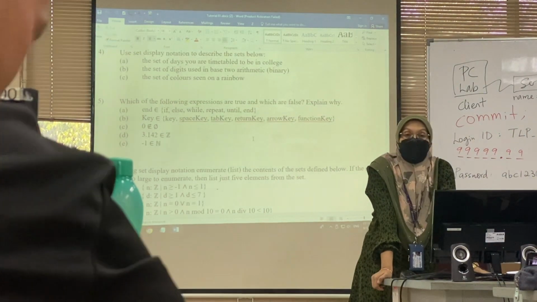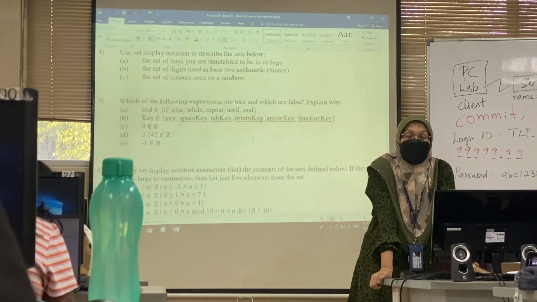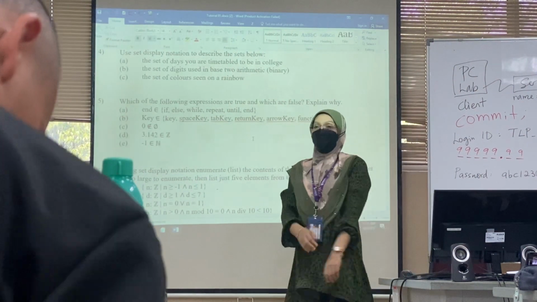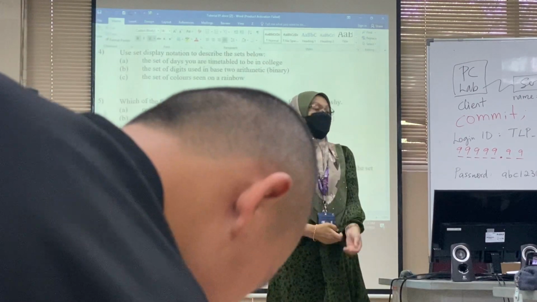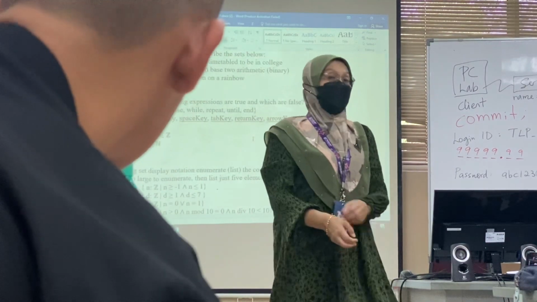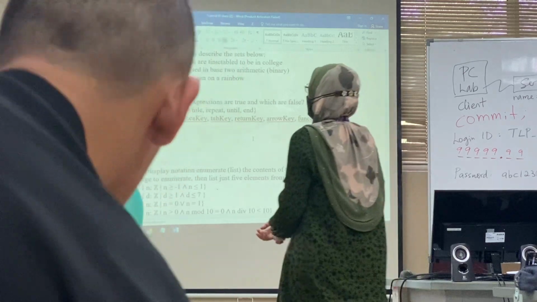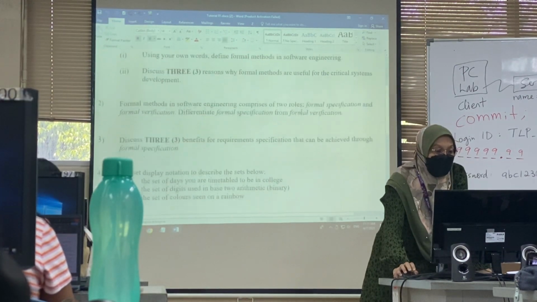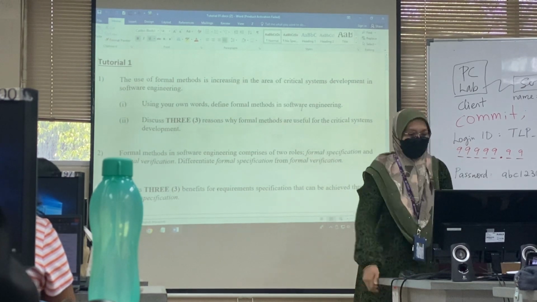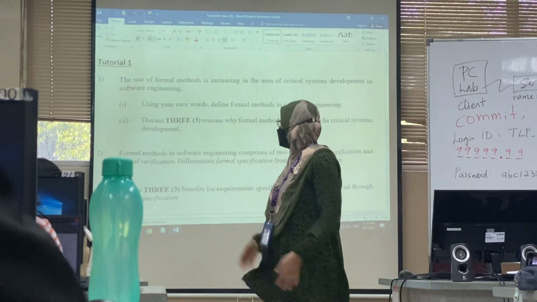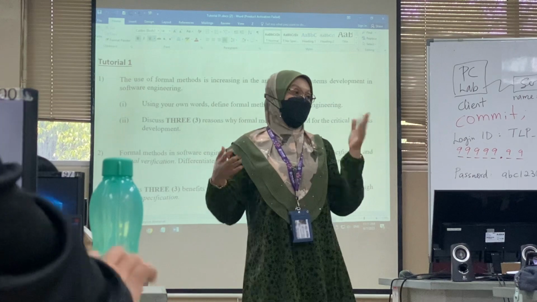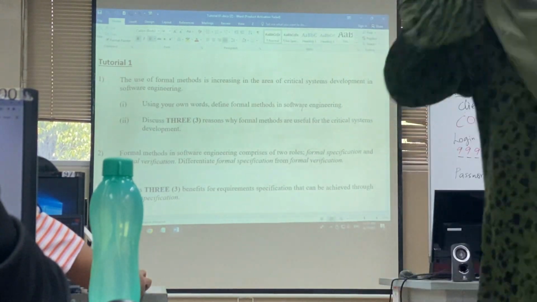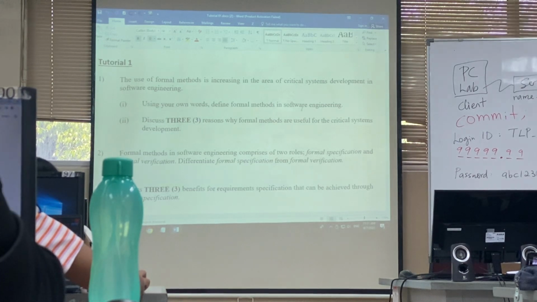Because this kind of scenario, this kind of symbol, you may use for your formal methods course later. So we are going to do some recap on those things that you have learned previously. If you look at question number 1 here, this is from a past year question, from last sem or another sem previously.